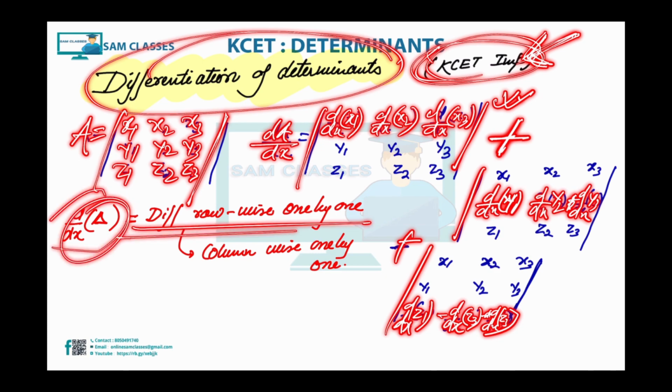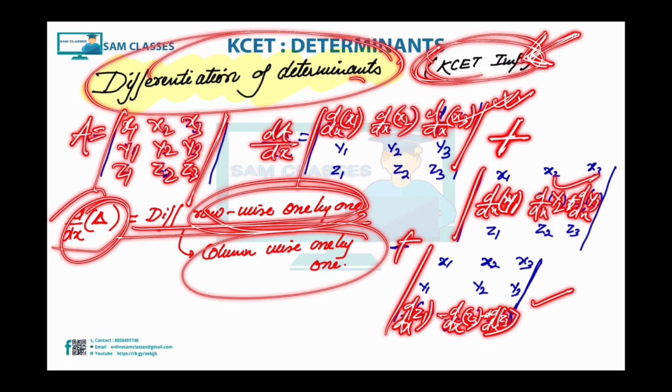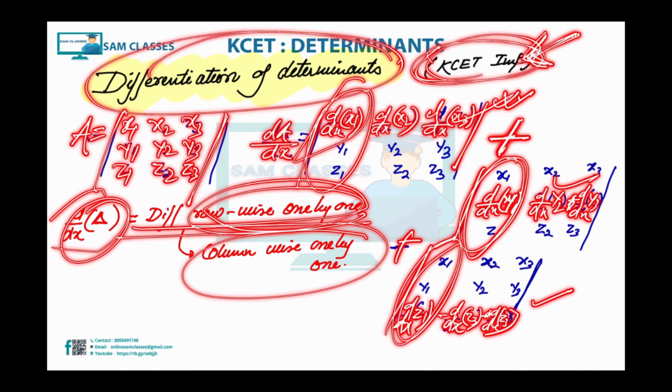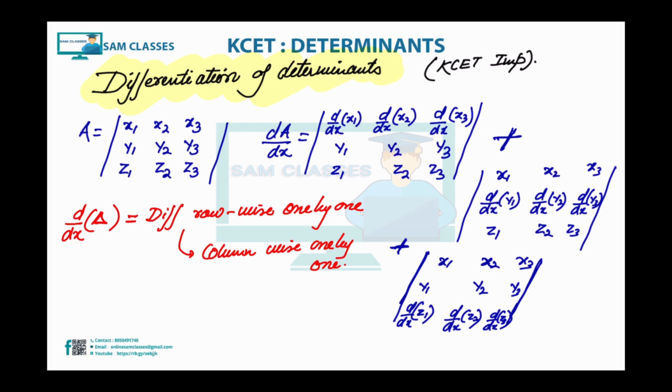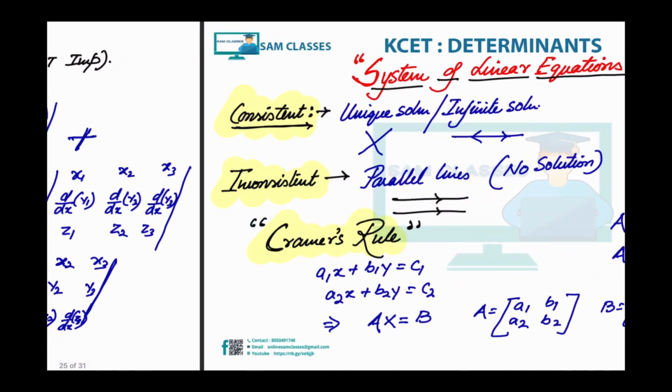So differentiation of a determinant means differentiate row wise one by one. Take the first row, take the second row, take the third row, or column wise one by one. You could have taken the first column, the second column, or the third column one by one, and added up. So the differentiation part is clear, students. Coming to the next part.